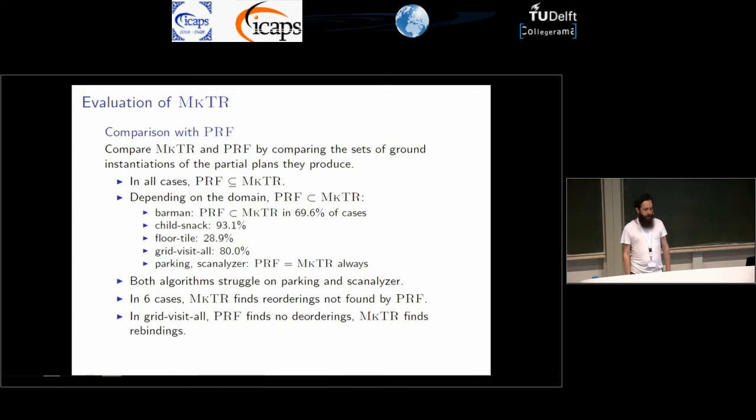In the Barman domain, for example, in roughly 70% of the cases it's able to find these rebindings. Child snack did pretty well, 93%. But there are 2 domains, the parking and the scanalyzer domain, where both algorithms did particularly badly. In fact, I don't think either one of them was able to find any kind of relaxation at all. In 6 cases, interestingly enough, MKTR was actually able to find reorderings which PRF could not find. That goes back to the point I made earlier on, that by rebinding variables, sometimes that gives you more options for reordering. And in the grid visit all domain, PRF wasn't able to reorder it at all, but MKTR is able to find alternatives with different variable bindings.